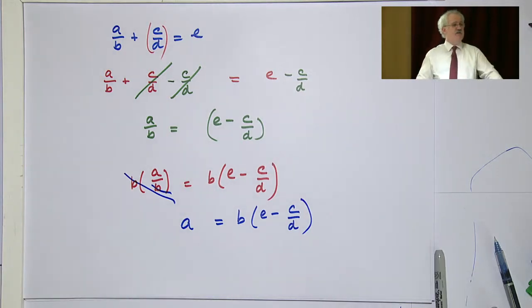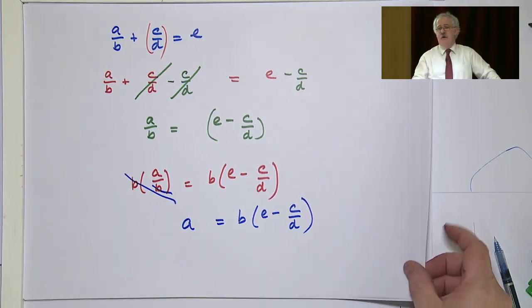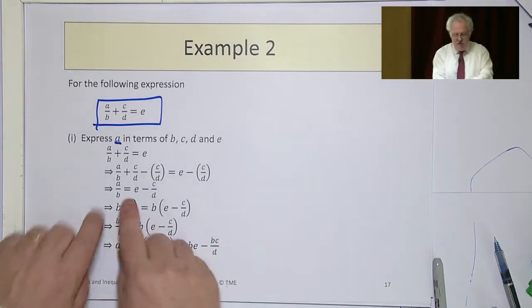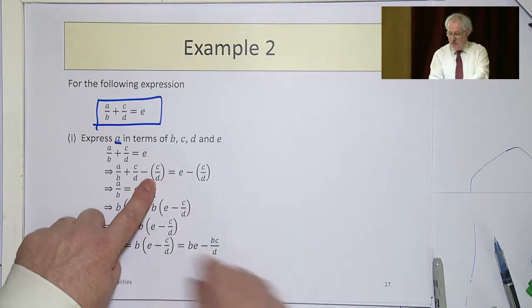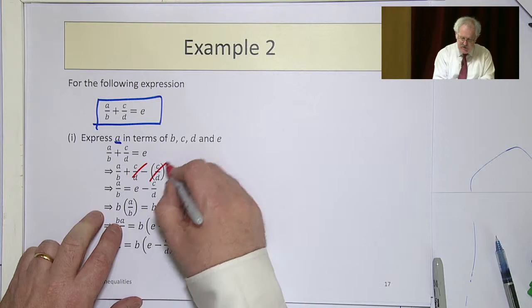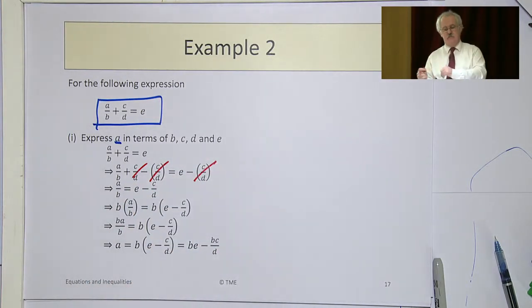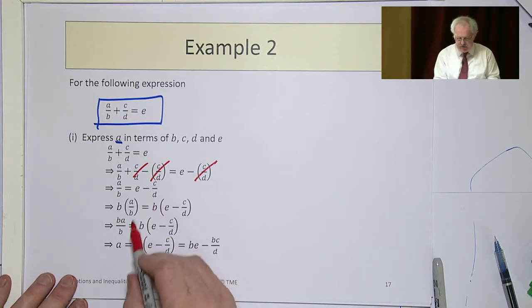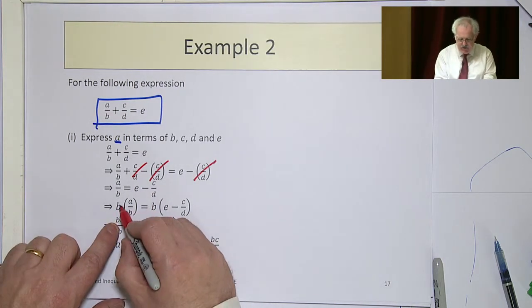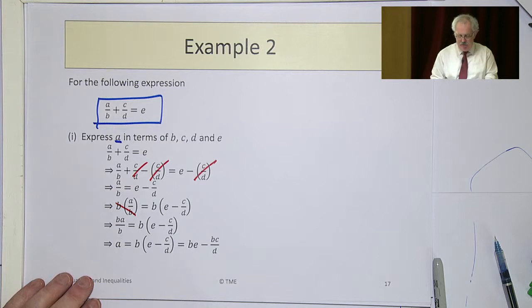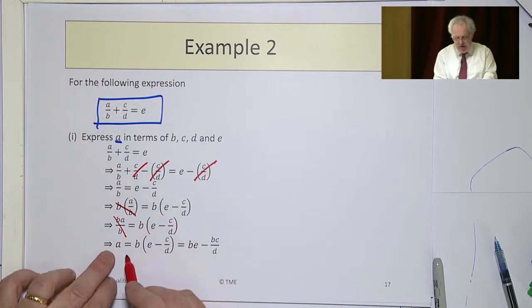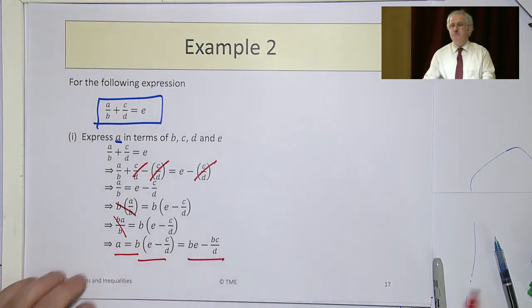But it's by no means the only way I could have gone around that. So the answer is there. I got rid of the C over D. I didn't welcome it. But anything I did on this side, I did on the other side, in the same place. A over B is that. B times, to get rid of the B, cancel that for me. So that gives me just A is all of that.